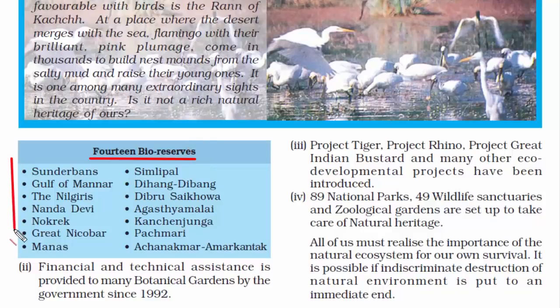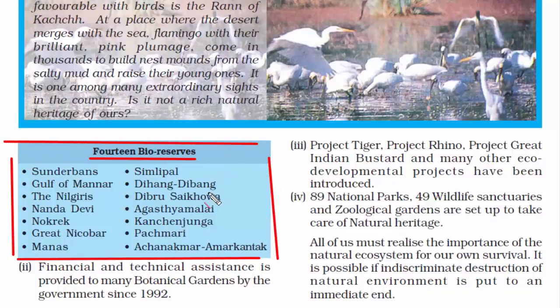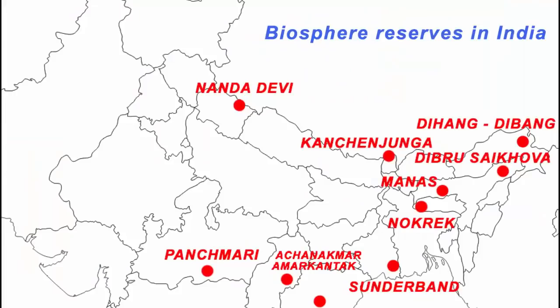Their names are out here, so you just have to look at them and read them, because I'm not going to read them, but I'm going to show it to you on the map. So let's come from the north to the east, then to the center, and then to the south. So the Nanda Devi Biosphere Reserve is in Uttarakhand, and then you have the Kanchenjunga Biosphere Reserve, which is near River Teesta and lies in part of Sikkim. Then to the extreme east we have Dihang and Dibang, which is in Arunachal Pradesh, and below that we have Dibru Saikhowa, which is in Assam, and the Manas Reserve is in Assam as well.